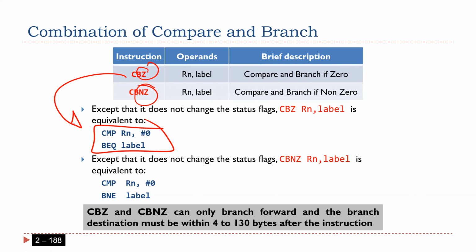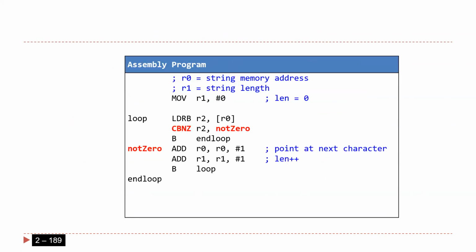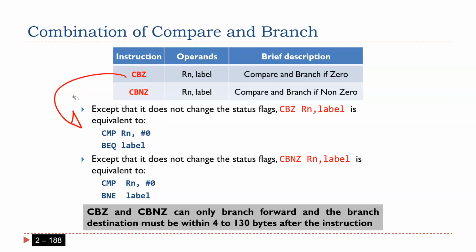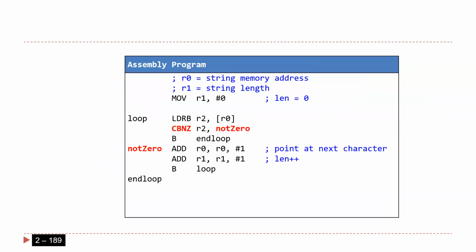Let me give you an example to understand how it is. Nothing here is new, guys. The only thing is that instead of using two instructions, I can just use one instruction. So exactly, just fewer instructions.